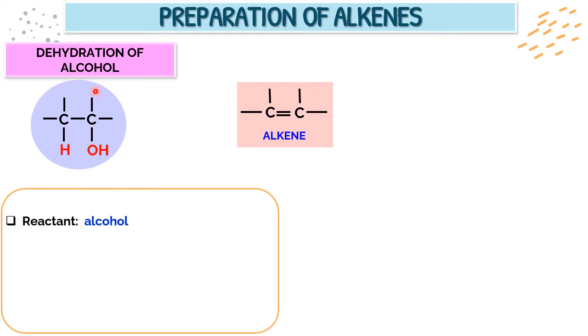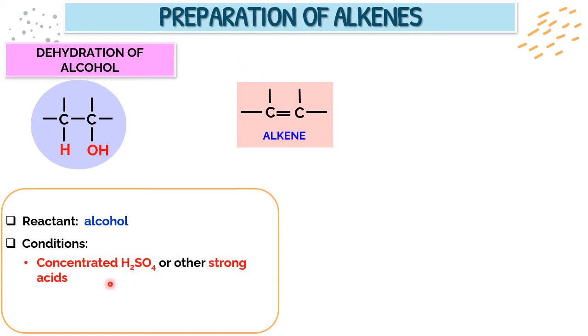So if you look over here at the carbon-carbon single bond that will form the carbon-carbon double bond, it is bonded to hydrogen and also a hydroxyl group. So what are the conditions for dehydration of alcohol? To change alcohol to become an alkene, we need concentrated H2SO4, or we can use other strong acids.